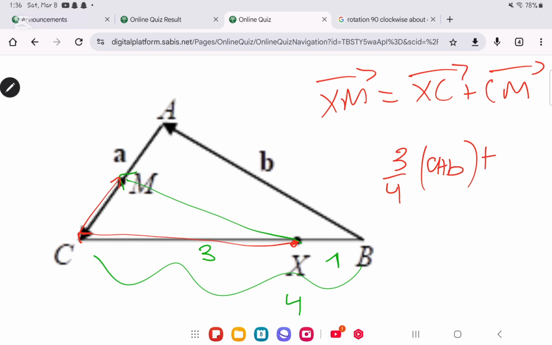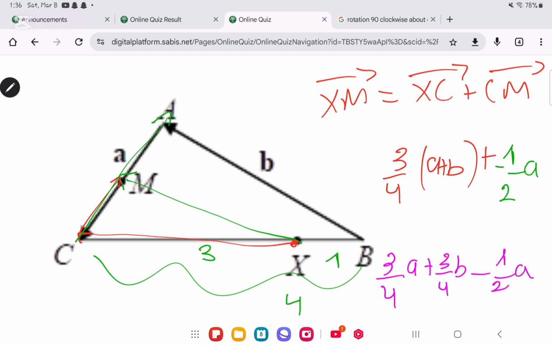Plus CM, we know that M is the midpoint and is going in the opposite direction of A. So very simply, CM is gonna be minus half of A. So now you distribute and we're gonna add. So 3 over 4A plus 3 over 4B minus 1 over 2A. After adding, you guys have to add by yourself. It's very easy to add.